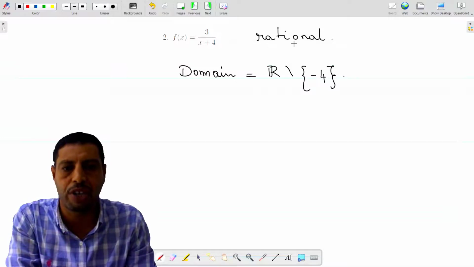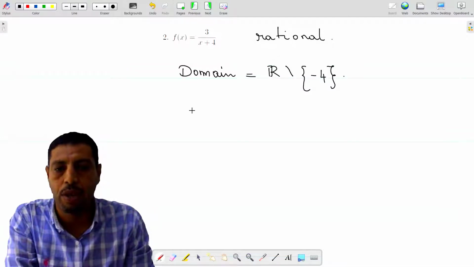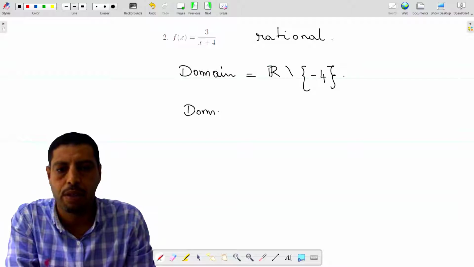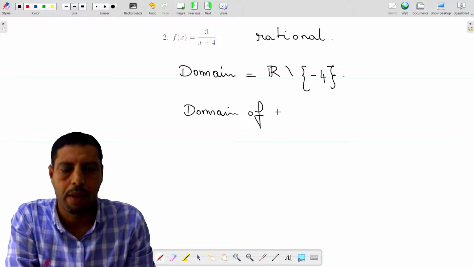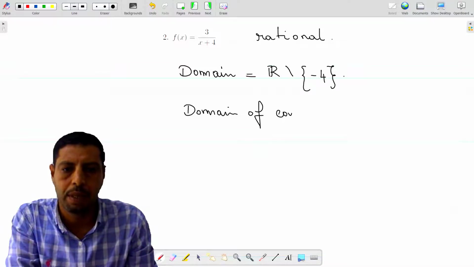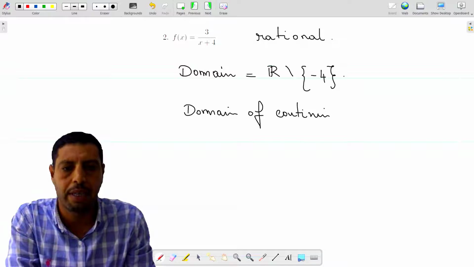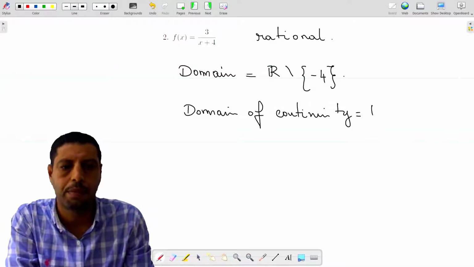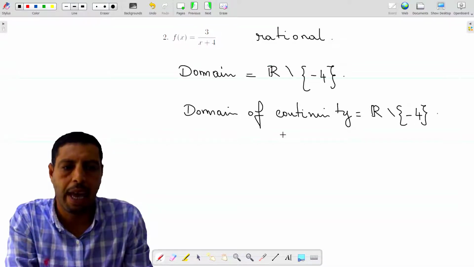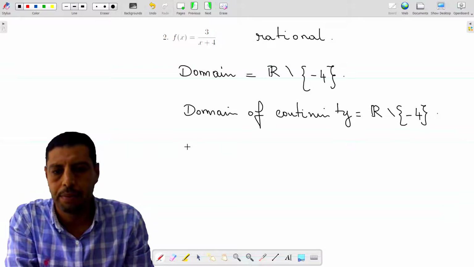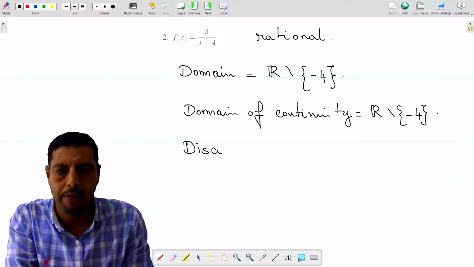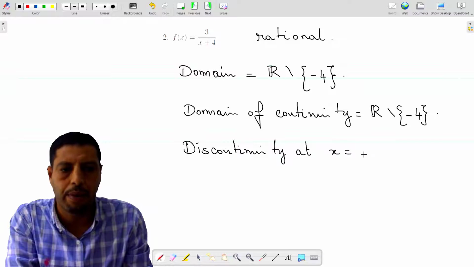We said that a rational function is continuous on its domain, so the domain of continuity will be the same. Domain of continuity of this rational function is equal to R except the point negative 4. So the point of discontinuity is x equals negative 4. We're going to write discontinuity at x equals negative 4.